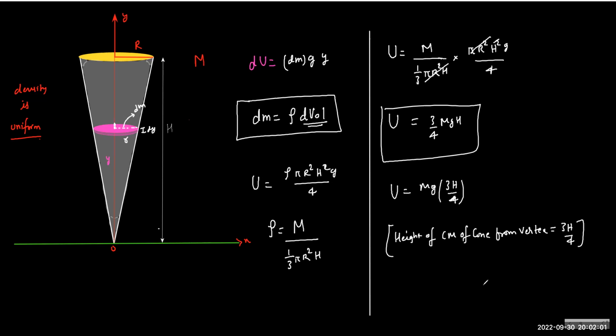Pi r square dy. Yeah, that's the correct answer. Now the next step is to replace r in terms of y. And for that, if you remember, we use the similar triangle idea. You can use it, or you can use tan theta by making some angle theta.